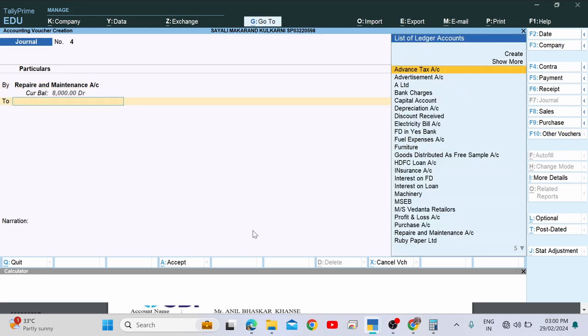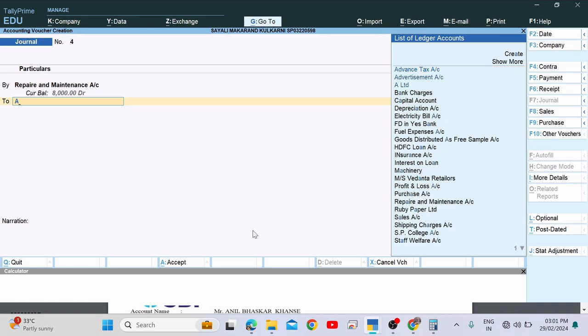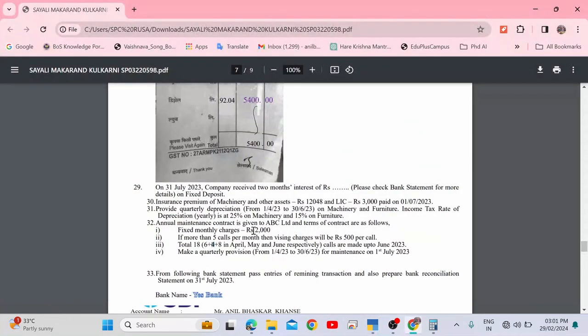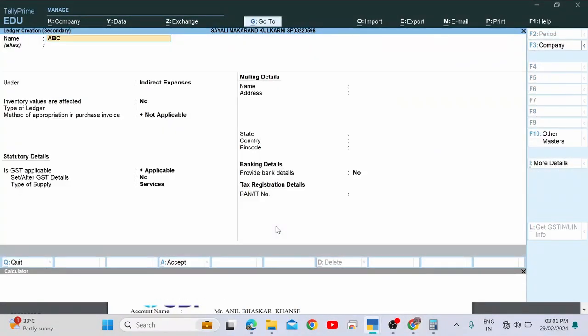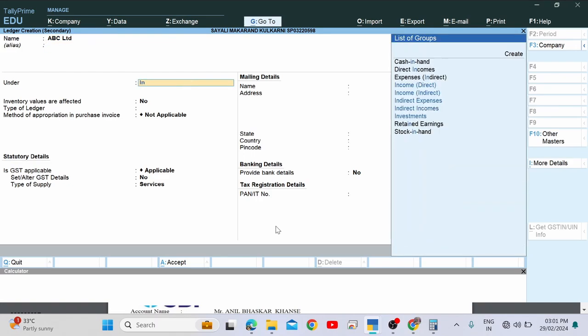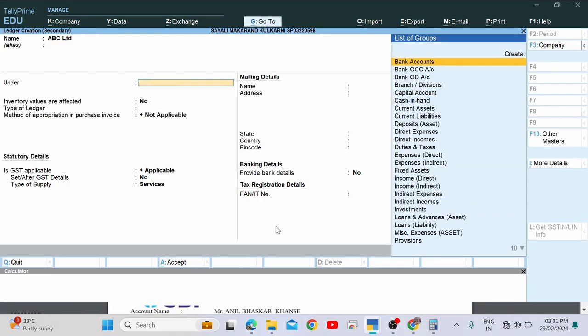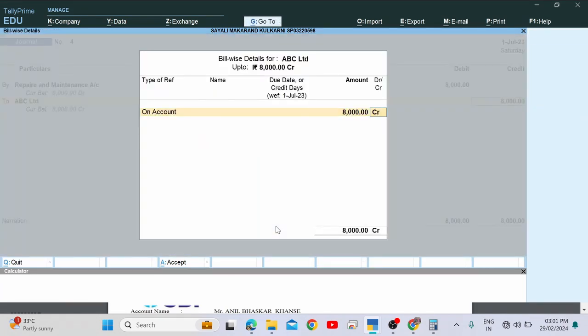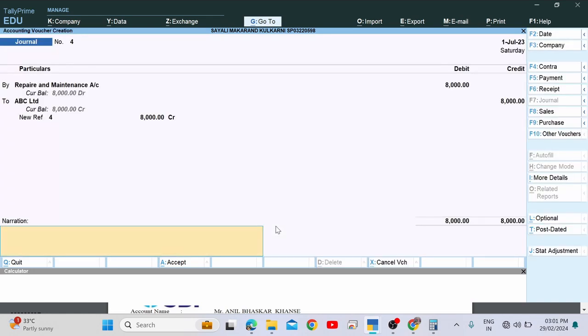And then here, repair and maintenance account debit, to what? To ABC. The name is given, ABC Ltd. No, we haven't created it. ABC Ltd, payable, sundry creditors. Enter, accept. Here they are asking for a new reference. The new bill, you are providing on the 1st July.